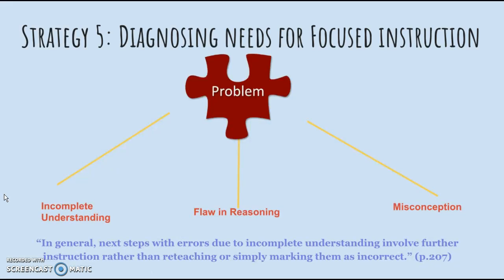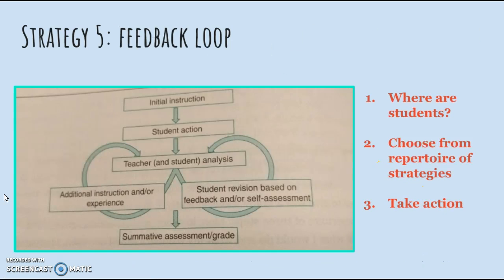Strategy 5 focused on looking at the problem and why students were getting confused. Was it incomplete understanding? Was it a flaw in reasoning? Or was it a misconception? It made so much sense to me to make sure that you were reteaching based on what their issue was.